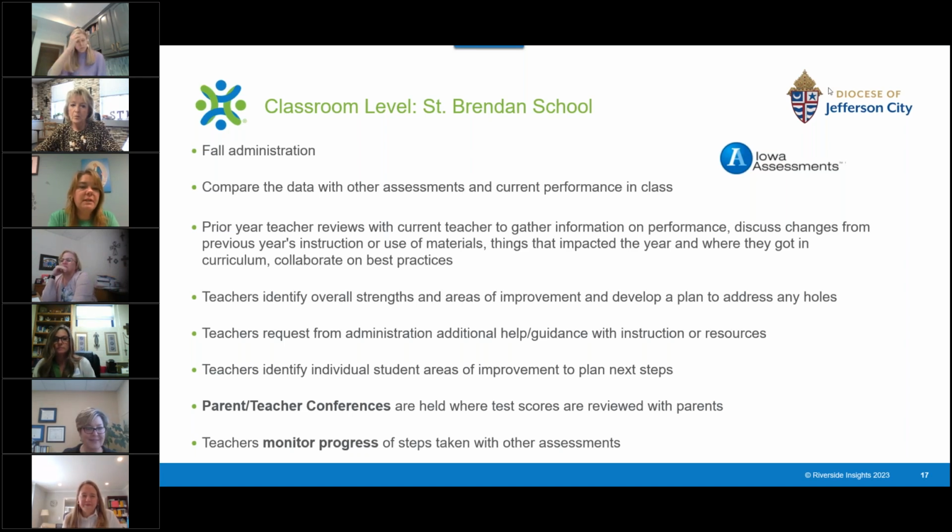Yeah, so I mentioned some of these before. We administer the assessment in the fall, and so then compare the data with the other assessments that we are using within our school, and the teachers get together to really dig into that information.